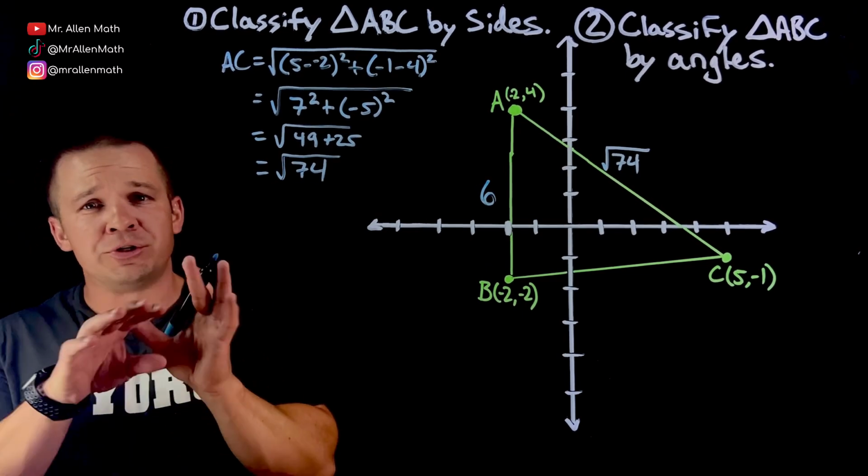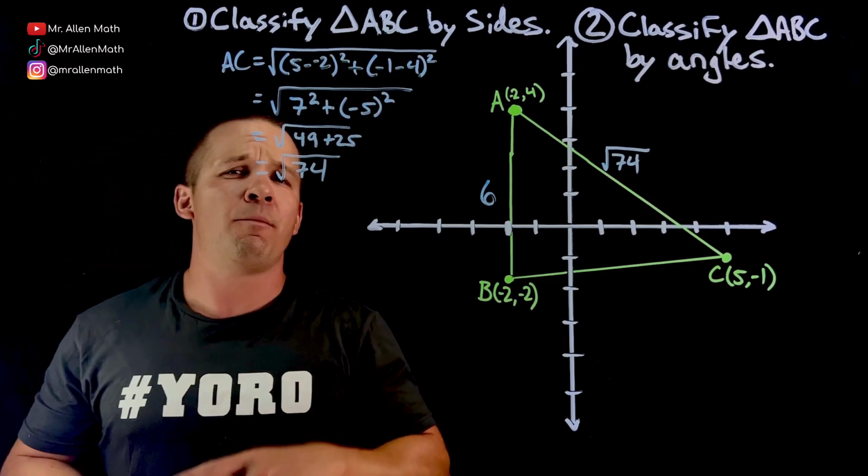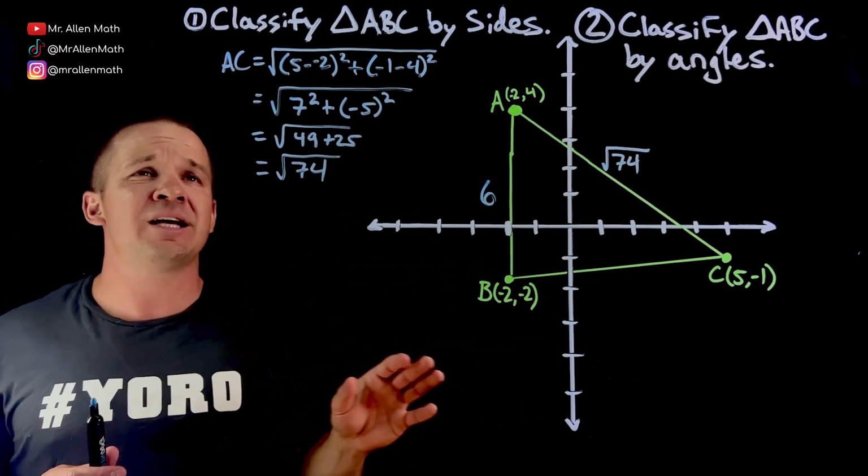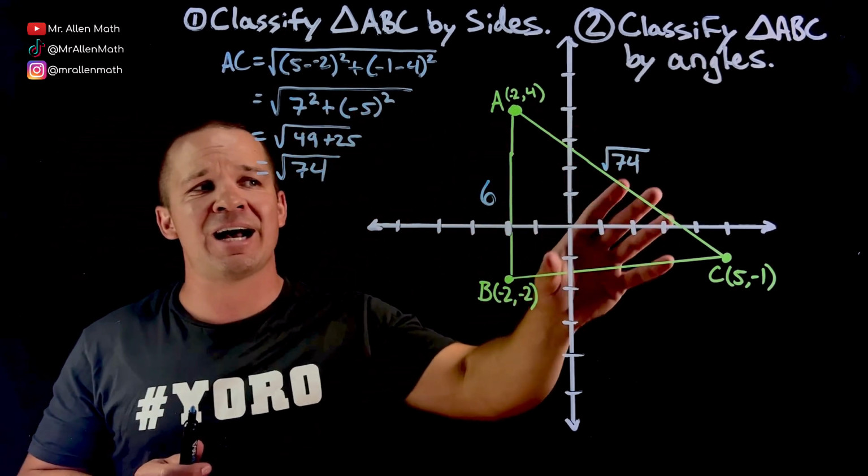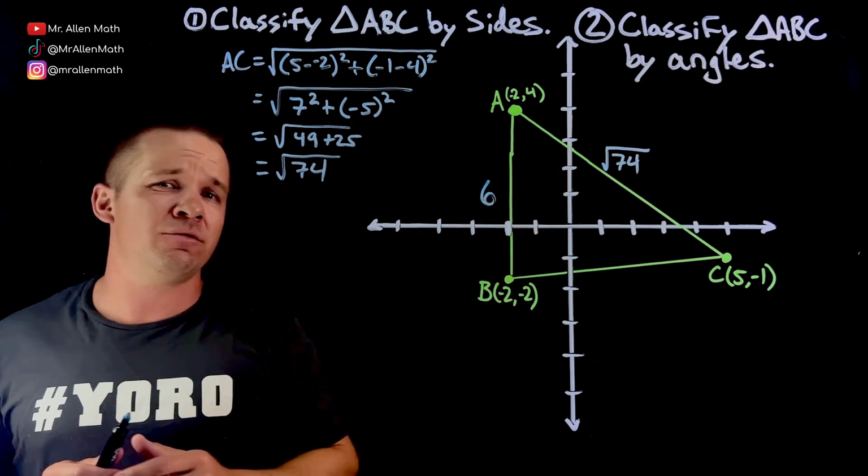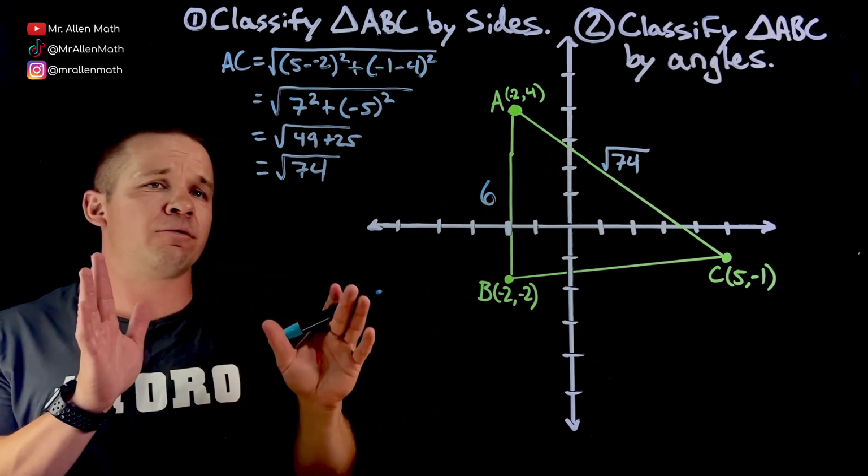Now normally we'd be required to reduce this thing, a little factor tree action. But it doesn't ask us for the side lengths. It asks us to classify by sides. And honestly, it's easier if you leave it as an unsimplified radical. Trust me on that one.